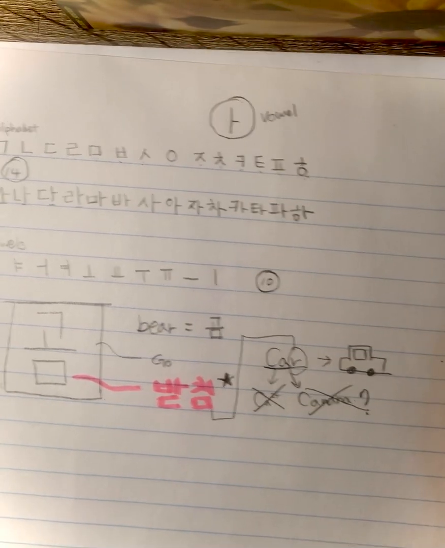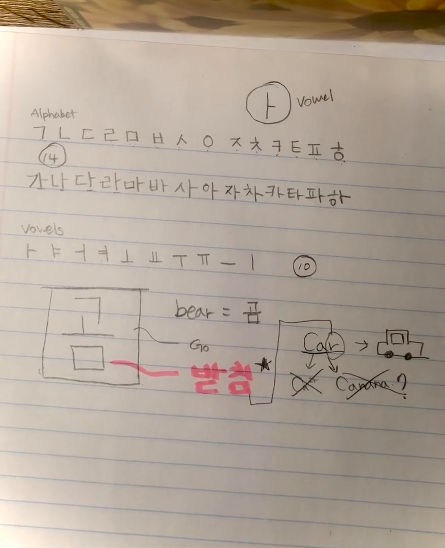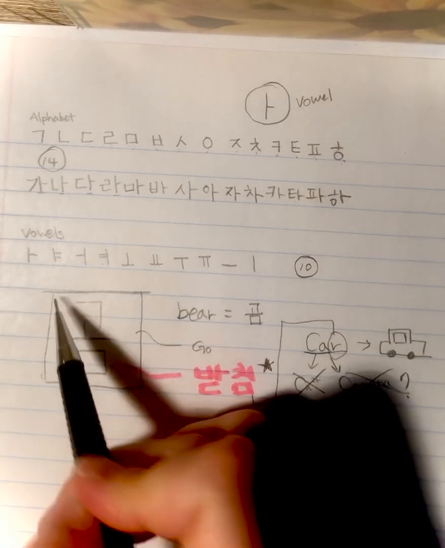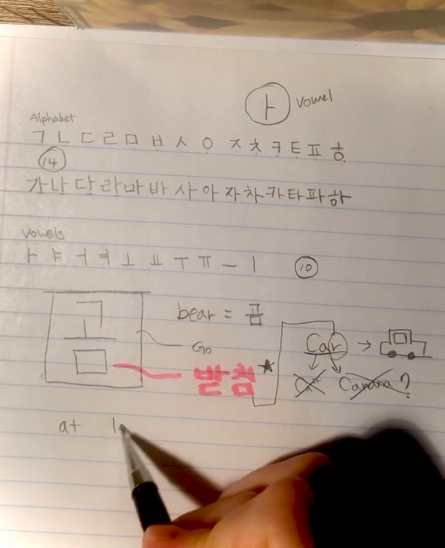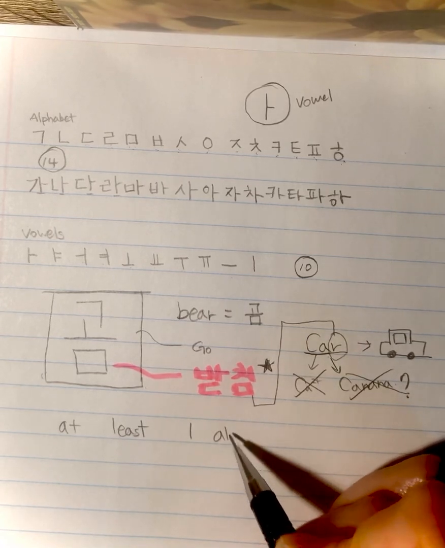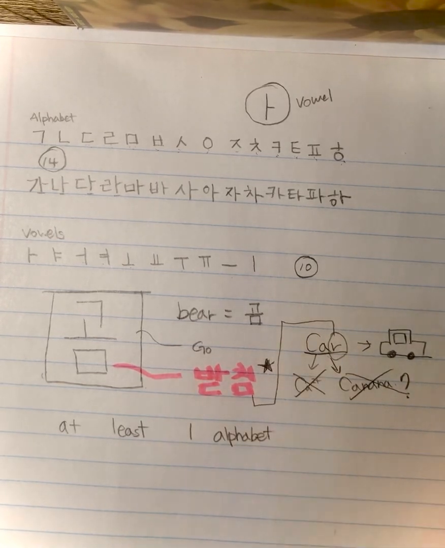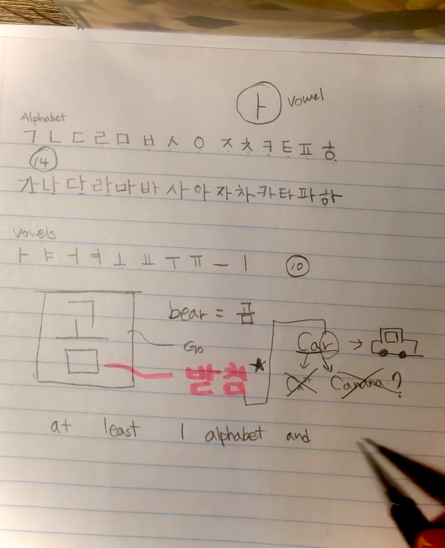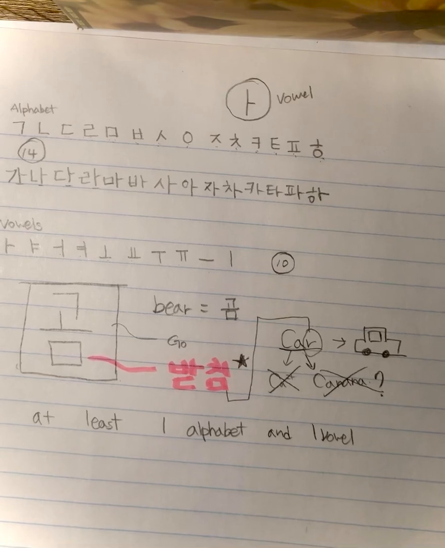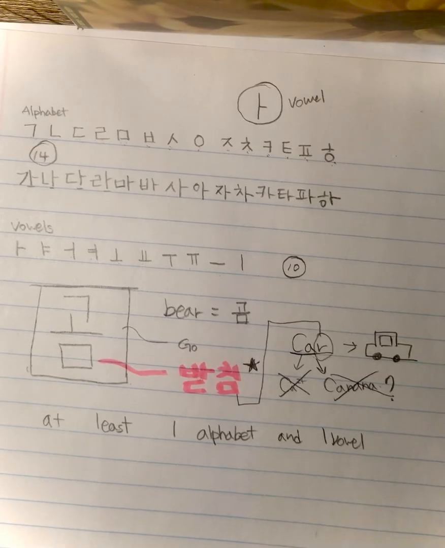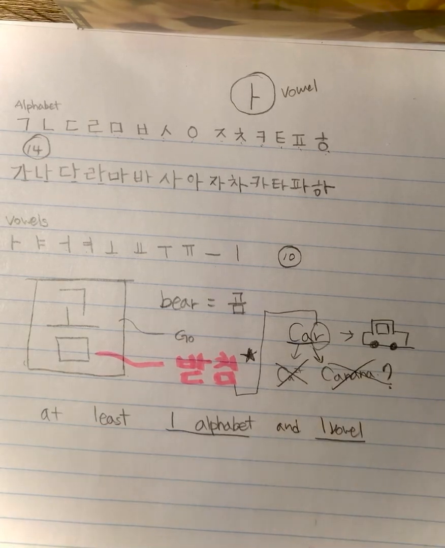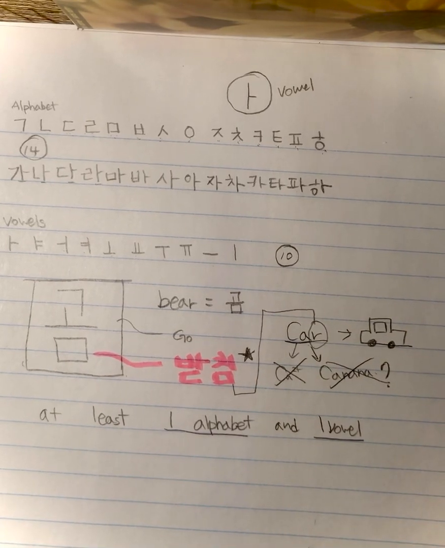So in your memory, you need to understand what it is, and at least one alphabet and one vowel. If you want to write Korean, you need at least one alphabet and one vowel in one word. Okay?